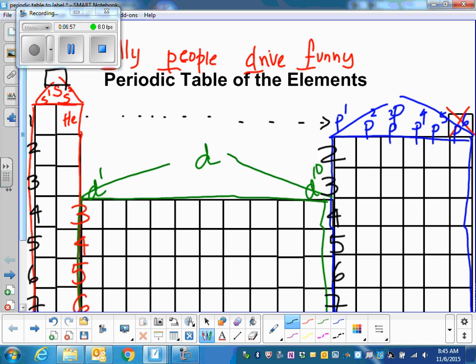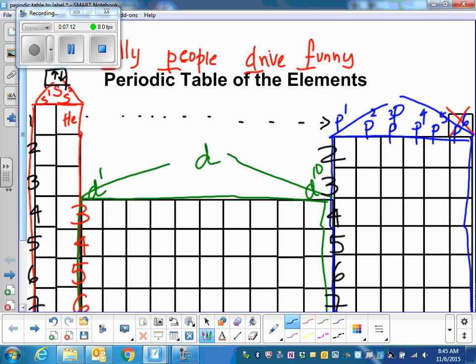And how many total electrons are going to go into S? 2. And those are the 2 that will go in, right? The S1 and the S2. Is that right? So you draw an up arrow and a down arrow. And that's the S block.